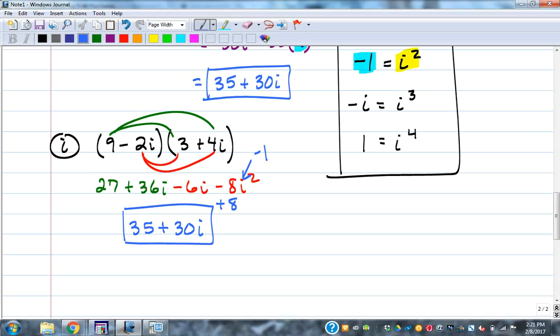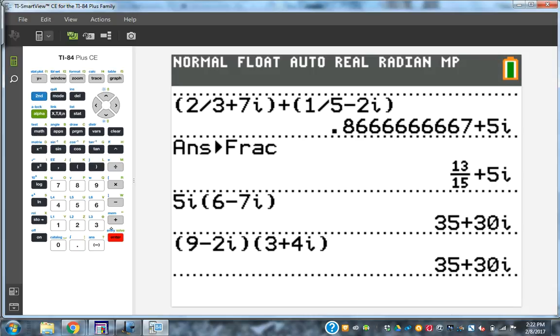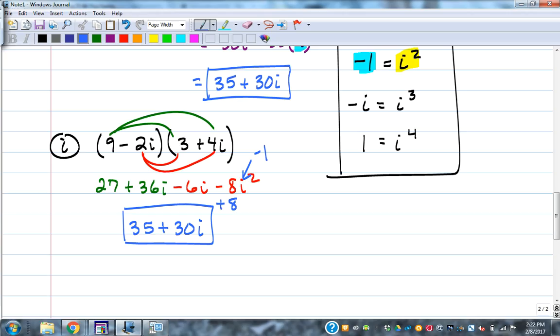Okay. So here we're converting our i squared to negative 1 and then multiplying that together to turn that to a positive 8. 27 plus 8 is 35. Here in the middle, we got 36i and negative 6i. 36 minus 6 is 30i. If you type that into your calculator just like that, parentheses 9 minus 2i, and then 3 plus 4i, you get that same answer. There shouldn't be any reason you miss any of that.